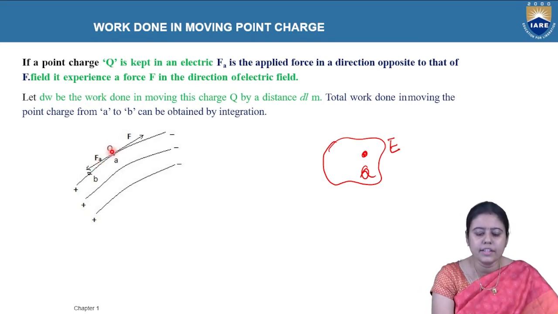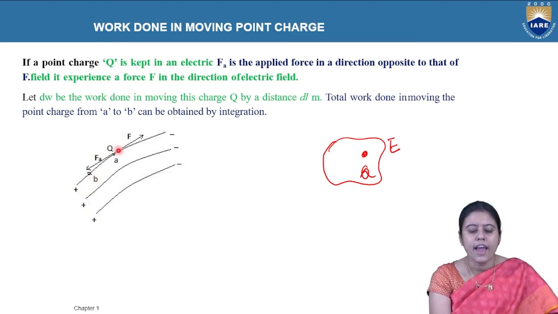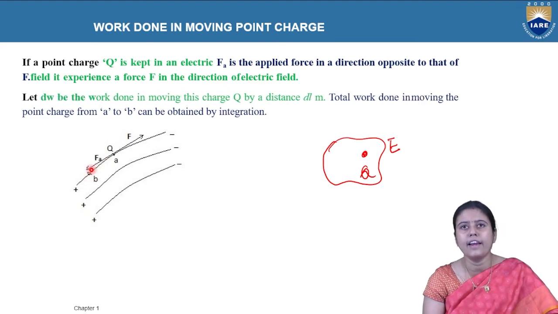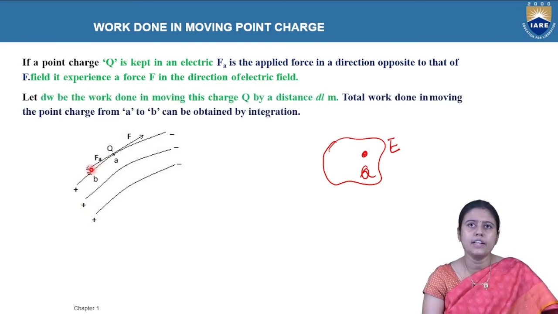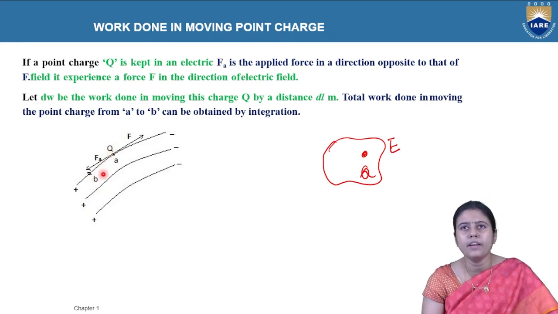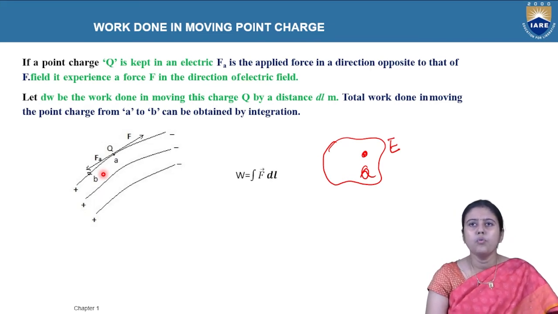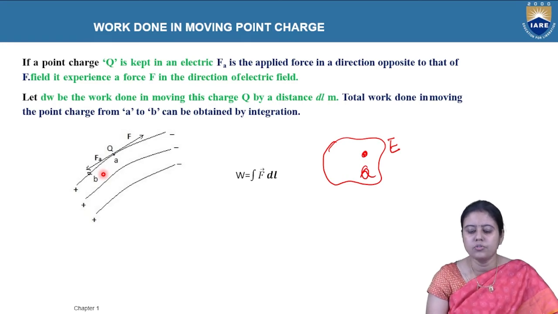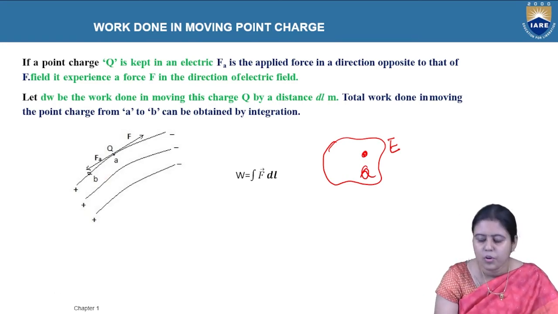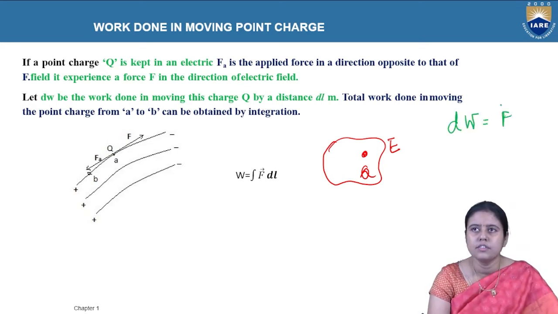Now, if we are moving the charge in this field, there will be some work done. If we move the charge in the direction dl from A to B, we can calculate the work done. We know that the work done dW can be written as the force dot dl.